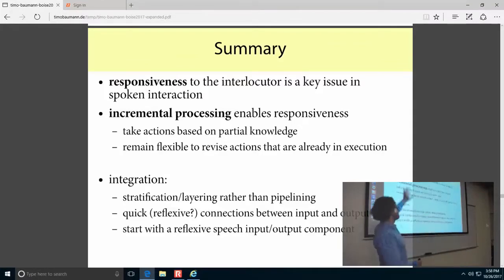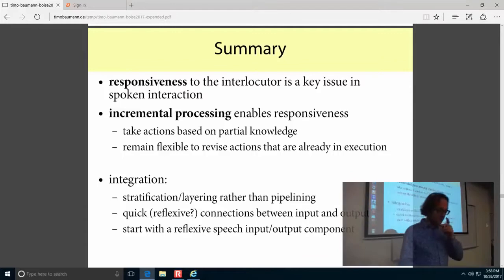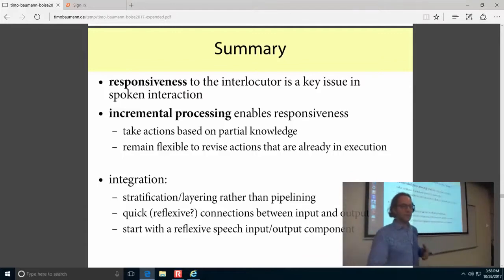Incremental processing is a fabulous way of enabling responsiveness. It means to take actions based on partial knowledge rather than full knowledge, and then to remain flexible to revise actions that are already in execution and change what you're doing as you're doing it. In terms of integration, what we've been doing more recently is layering rather than pipelining, moving together speech recognition and speech synthesis, or natural language understanding and natural language generation, rather than having these far apart.